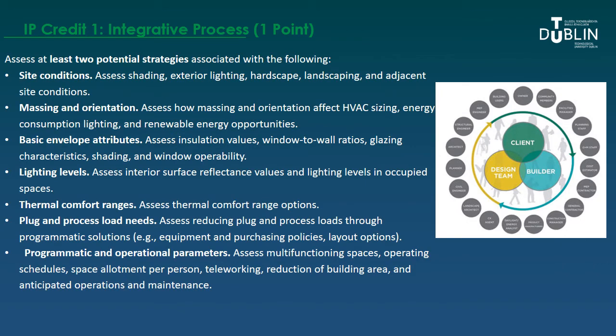Part of getting that credit for the energy systems analysis is that you need to assess at least two of these potential strategies associated with either site conditions, massing and orientation, the basic envelope, lighting, thermal, plug and process load needs, or programmatic and operational parameters. There's more detail on what each of those are there; I'm not going to read it all out. So you need to assess at least two of those, and then the implementation phase would ask you to document the results and how that informed your design decisions, essentially.